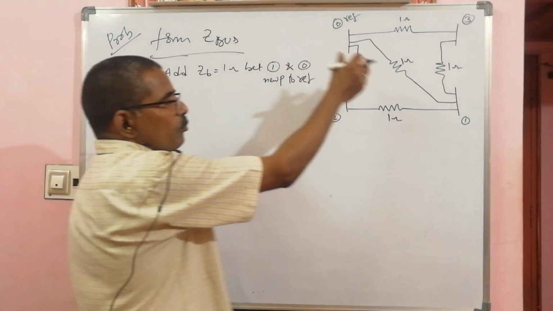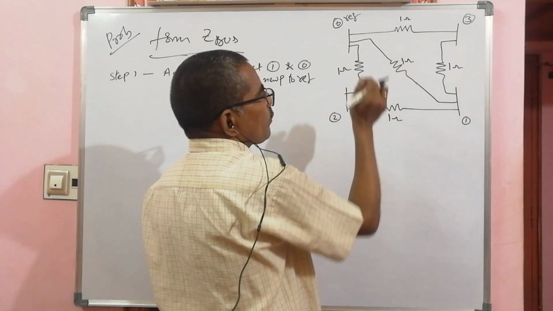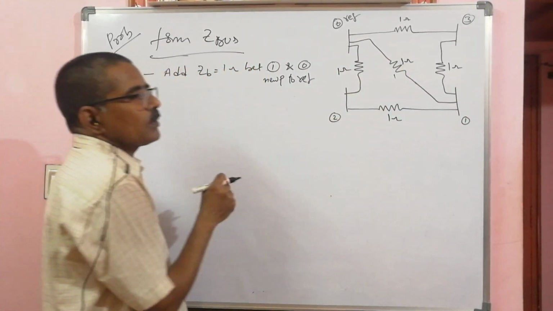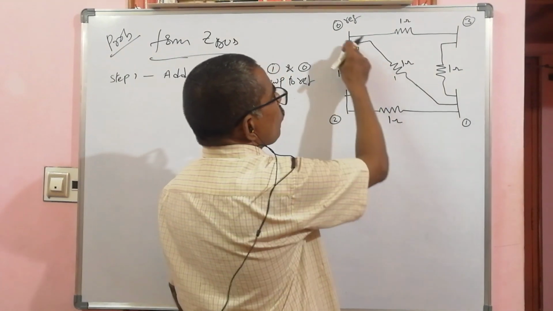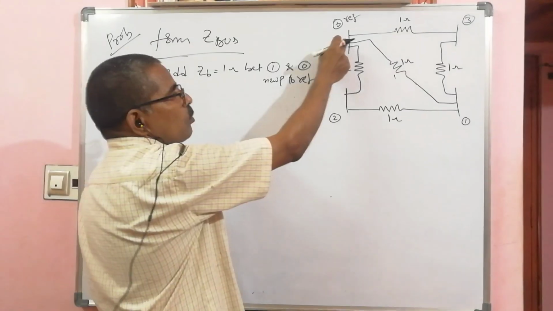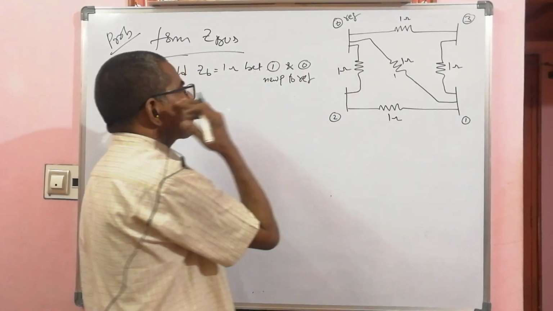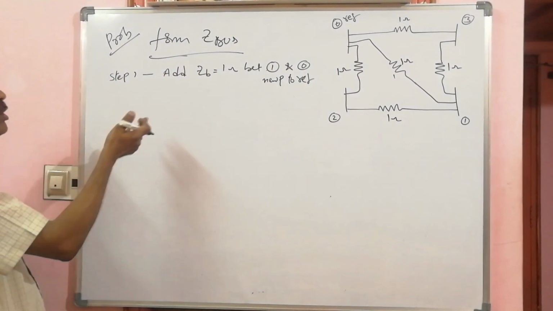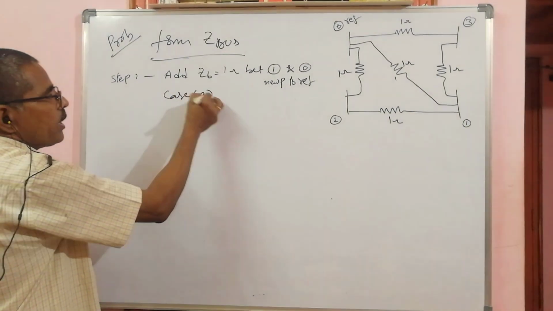So you need to add all 5 elements one after the other. First I am adding this one, which is between 1 and reference. So 1 is new. You are starting with new bus to reference. So new bus P to reference. What is this case? This is case A.